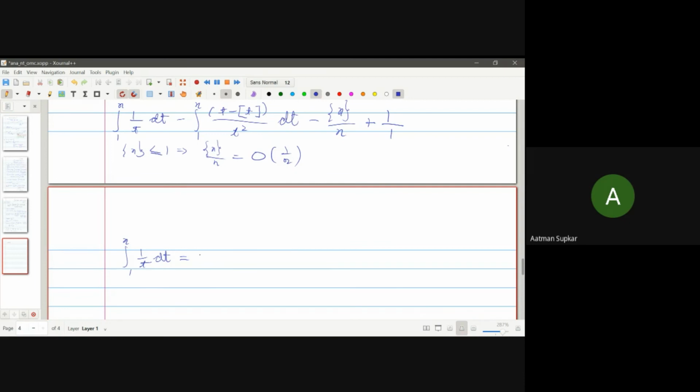This is log t from 1 to x. Is equal to log x minus log 1, but this is just 0, is equal to log x.